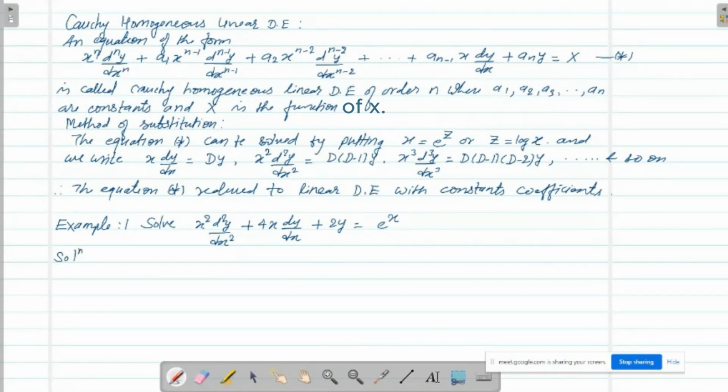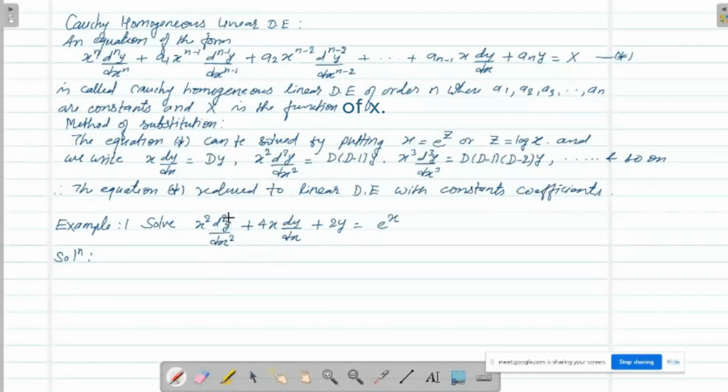Solution. Before solving this, we first copy the given differential equation as it is. Given is this Cauchy homogeneous linear differential equation. Yes, it is a Cauchy homogeneous linear equation.